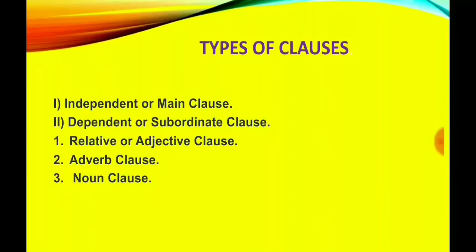Let us see types of clauses. There are two main types: independent or main clause, and dependent or subordinate clause. But the dependent or subordinate clause is divided into three subcategories. Those are relative or adjective clause, second one adverb clause, third one noun clause.